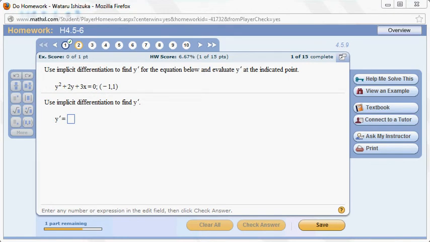Okay, let's look at the homework 4.5, 4.6, number 2, right? So we have this equation given, and we want to find the derivative y prime, and also evaluate the derivative at -1, 1. Right? So let's do that.